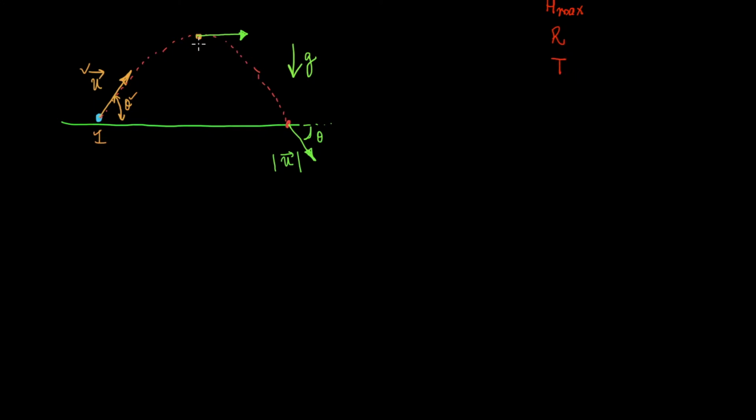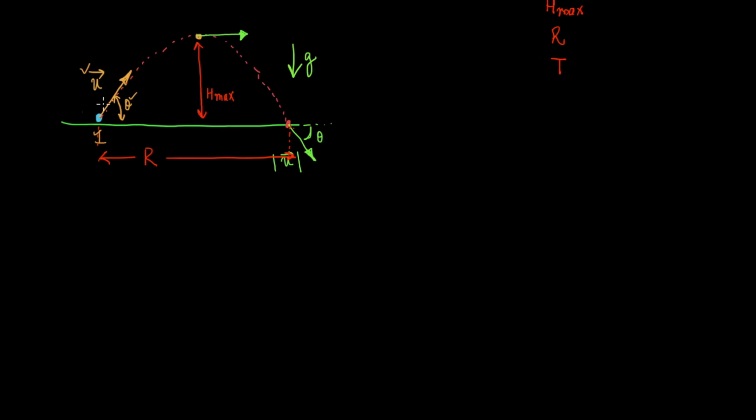All right, so h max is this height. Let me write that out like so. And the range, or r, is this entire distance, the distance in the horizontal, like so. And the time of flight is the time during which the ball was in the air. All right, so let's figure out what's happening to the ball.